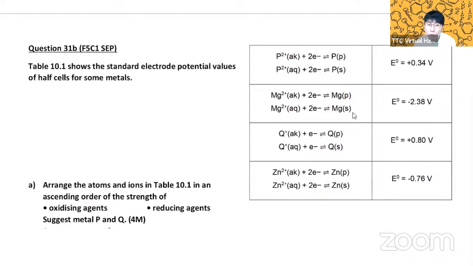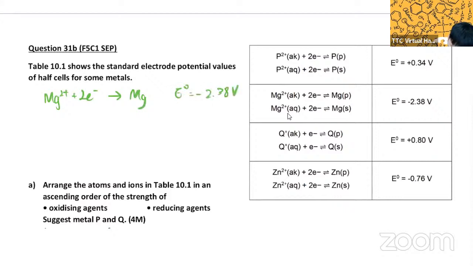So who should be the first equation? I want to arrange from the smallest value to the biggest value. Which one is the smallest value? The Mg one, correct. So Mg2+, plus 2 electron become Mg. The value is negative 2.38 volt. After Mg, who's the next smaller value? Zinc, correct. So Zn2+, plus 2 electron, you get Zn. The E0 value is negative 0.76 volt.